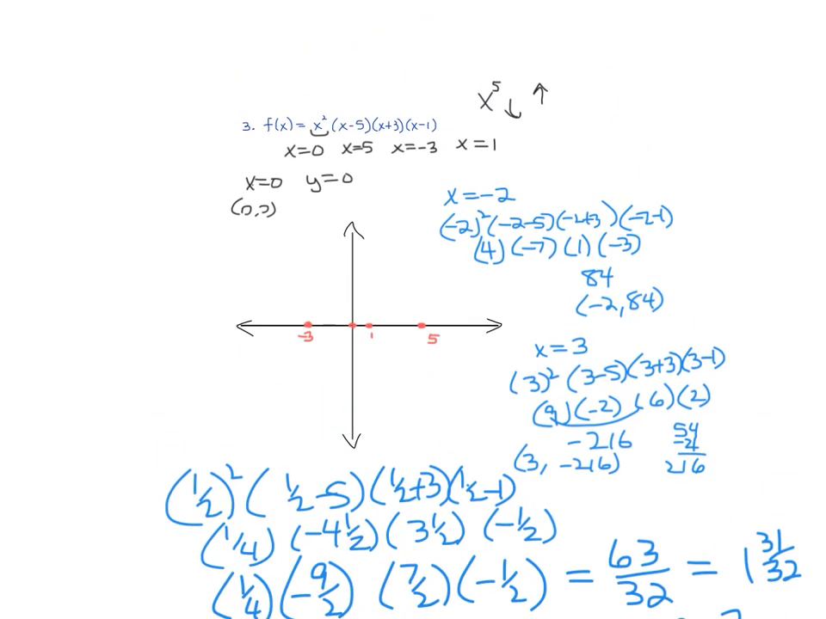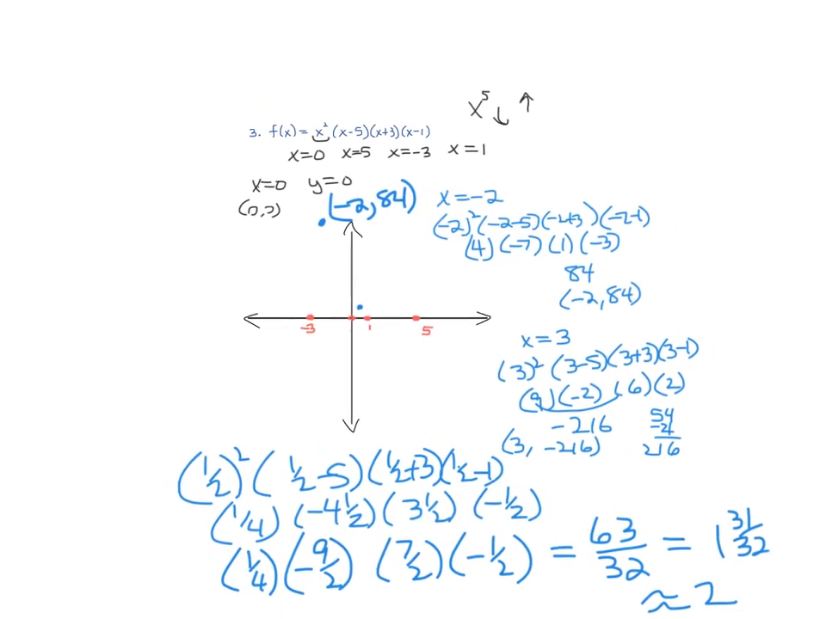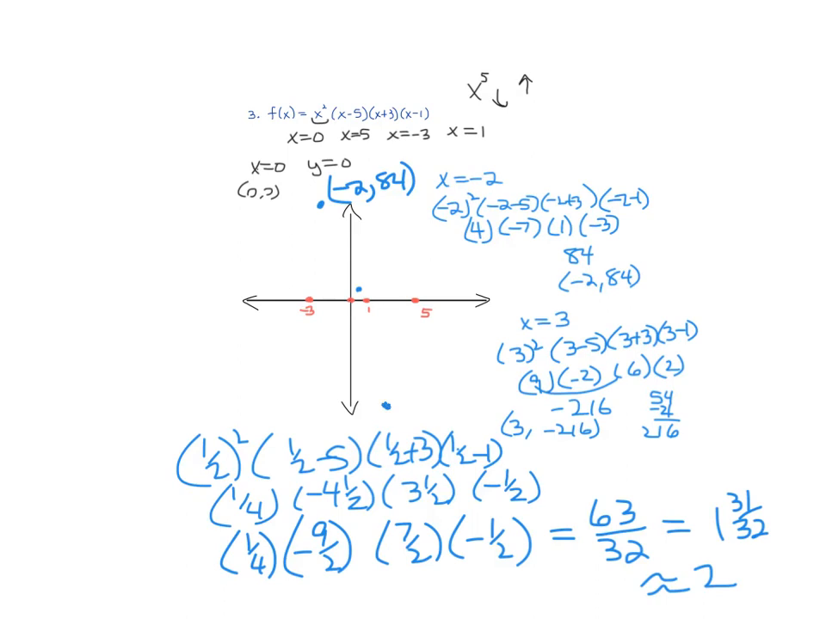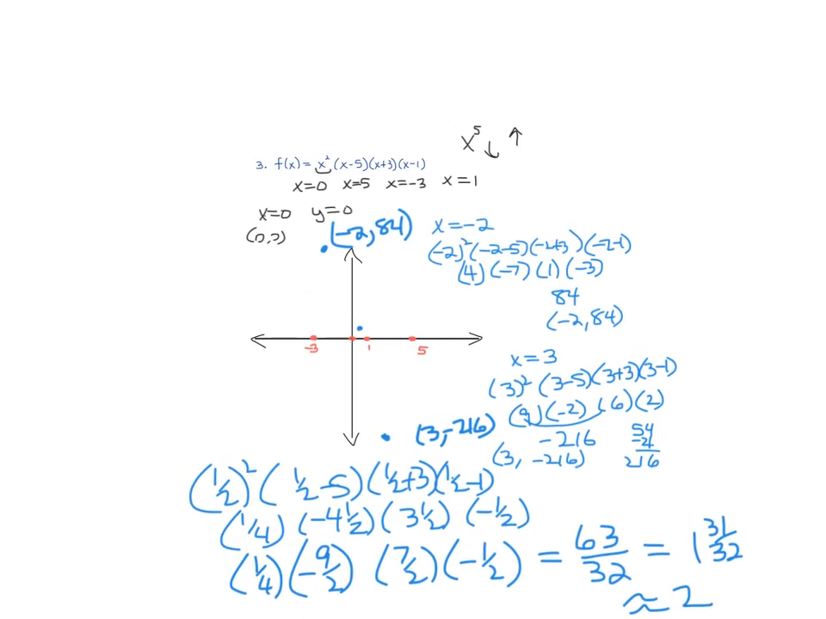So this one's going to go way up here. So it's negative 2 and 84. Over here, this goes to about 2. And then over here, this one for the 3 is down to negative 216. So again, all I need to do is plot your additional points and just put labels on them. So I'm going to go ahead and connect them. Remember my end behavior. This far left is going down. This one's going up. So we'll go ahead and connect these points. And there's your graph of that polynomial function.